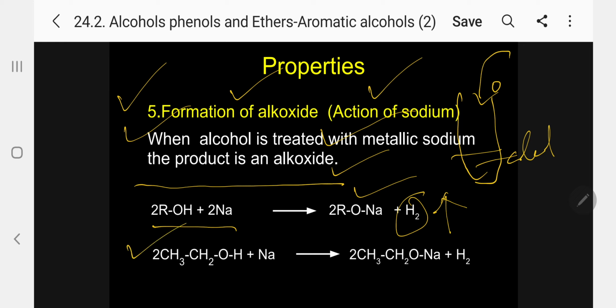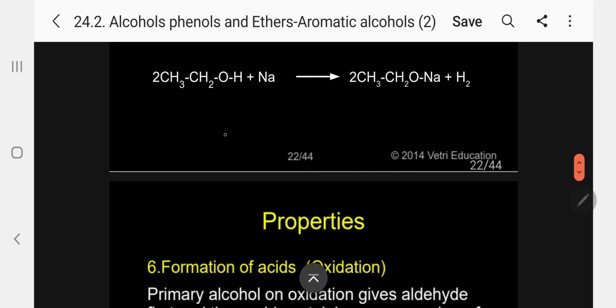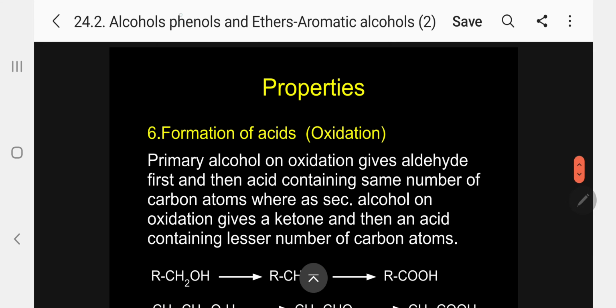So here take again a specific example. Ethyl alcohol, when you treat with sodium, gives 2 moles of sodium ethoxide and hydrogen gas is liberated. The liberated hydrogen gas is what we see as brisk effervescence. Kindly follow. The next one, formation of acids.